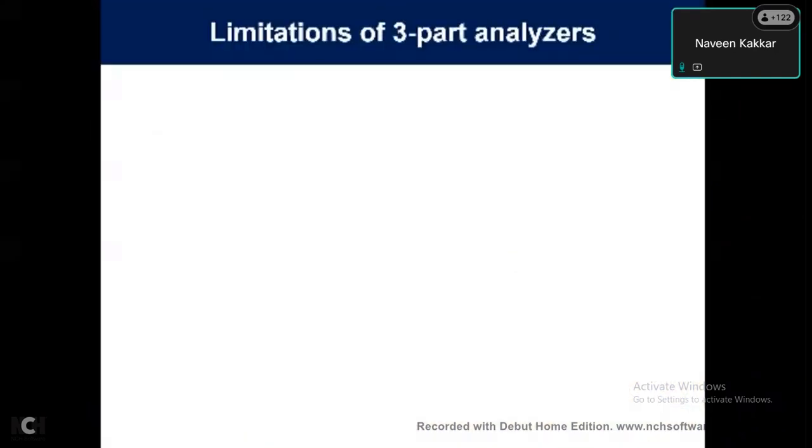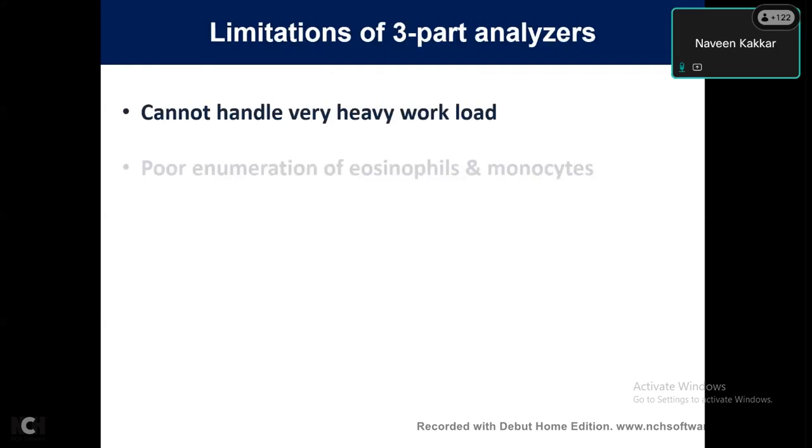So what are the limitations of 3-part analyzers? They cannot handle very heavy workload. So if you have a lab with 1,000 plus, a 3-part will give up soon. A poor enumeration of eosinophils and monocytes. This is inconsistent even between different analyzers. If there is gross eosinophilia, like 70-80%, definitely you'll find some interference in the mid zone. But these mild values of 10, 12, even going up to 20 sometimes, may not give you too much of a clue. And basophils are notorious for inaccurate counts in any analyzer. Be it the best 5-part, basophils are not very good in comparison to even manual counts. The manual counts are actually better than most automated basophil counts.